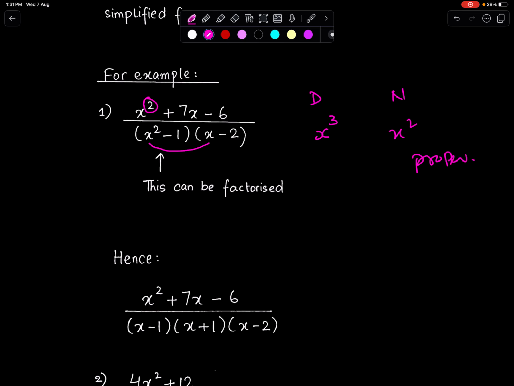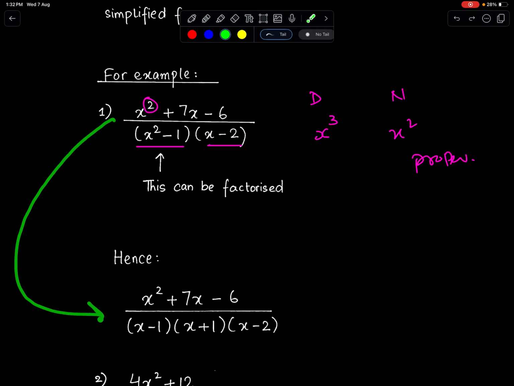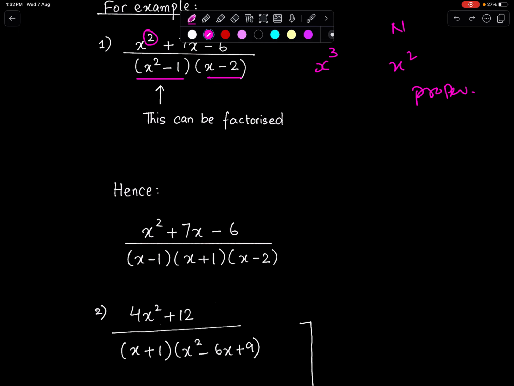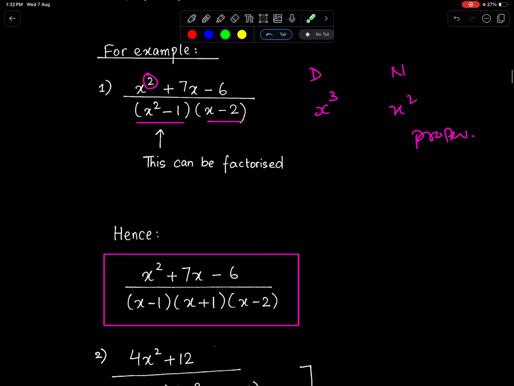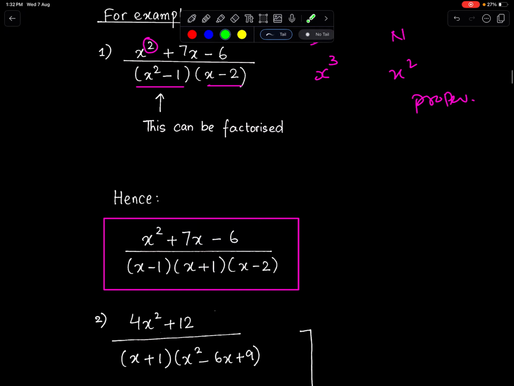Now the second thing is, observe the denominator carefully. This is the simplified form, but this can be simplified. So you have to factorize this factor. When you factorize this, you will get x minus 1, x plus 1. You will get this result. So this is the simplified form of the denominator. So if the denominator is not in its simplified form, then get its simplified form by factorizing the denominator.